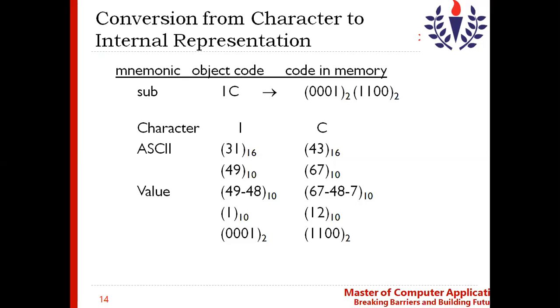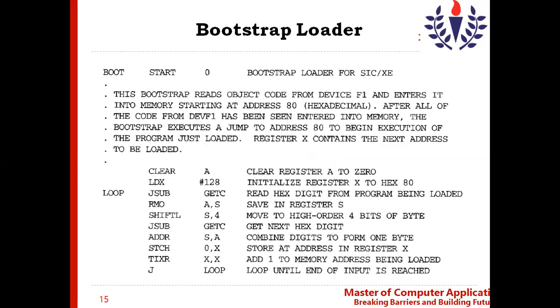In both characters, if you look at 1 and C, these two characters are read from the object program and form one single byte, which will be stored in the respective place in memory. So this is the use of the getC subroutine, to read and do the conversion, and it returns to the main program so that it loads the particular byte into the respective place. So this is the use of the Bootstrap loader. With this, I'll be ending the session.